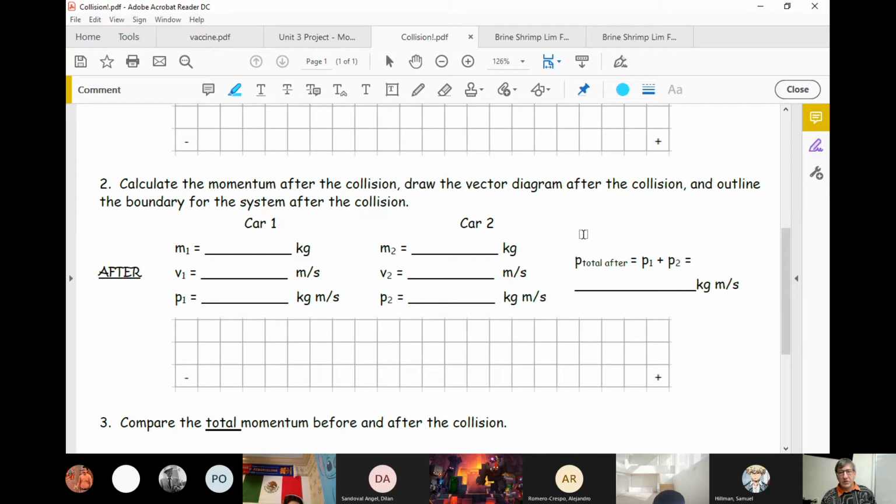Okay? So basically you're repeating what you just did with different numbers. And then the vector diagram will look a little different too. So go ahead and do that. Once again, I'm going to give you about 5 minutes to work on it. If you have questions, please let me know. If you're stuck on something and don't quite know how to do it, I'll be happy to help.